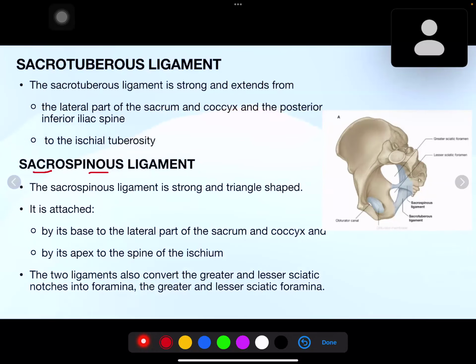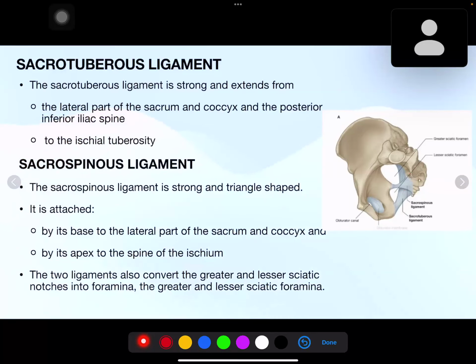Okay, so this is the sacrotuberous ligament, and now the sacrospinous ligament. Again, the name indicates from the sacrum to the spine. So the ischial spine is there on the ischium. The sacrospinous ligament is strong and it's triangular in shape. See, this is a triangle shape like this. This is the ischial spine, and it arises again from the lateral part of the sacrum and the coccyx, and the apex is at the spine of the ischium. Okay, see, it's a triangle-like shape.